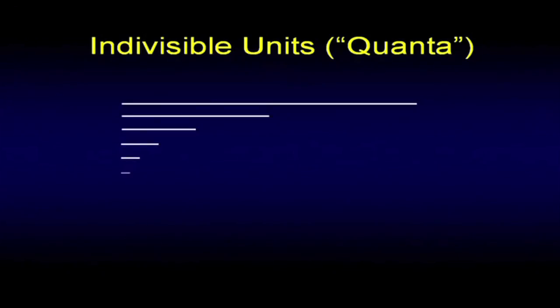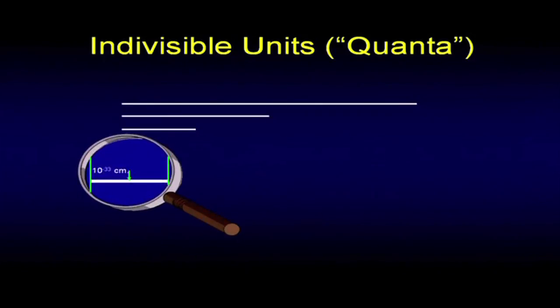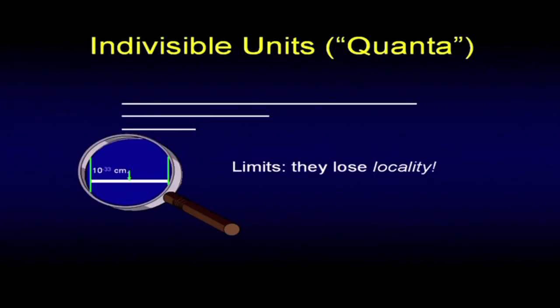It turns out that's not true. Because I finally get down to a point of 10 to the minus 33 centimeters. Now, that's very, very tiny. But if I try to cut that in half some way, I discover something very bizarre. It ceases to have locality. It's going to be everywhere at once in the universe. That doesn't mean it's obliterated. Don't misunderstand me. And so there are limits, and it will lose locality.